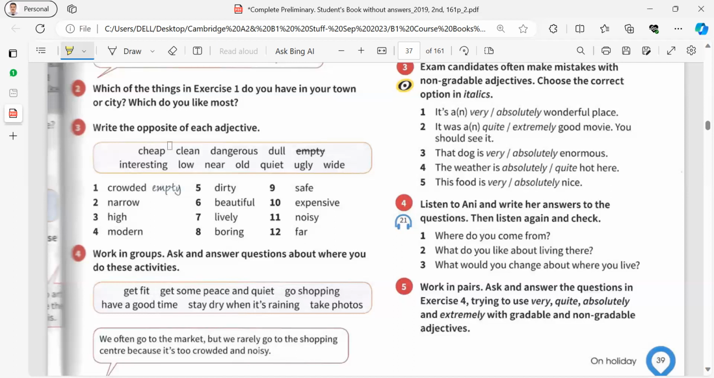Right. Now look at the words in the box and match them to their opposite. Cheap, clean, dangerous, dull, interesting, low, near, old, white, ugly. Do you know the meaning, Nawaf? Like crowded, what is the opposite of crowded? Empty. This is done for you. I give you two minutes. Please think about the opposite of each one. Go ahead.